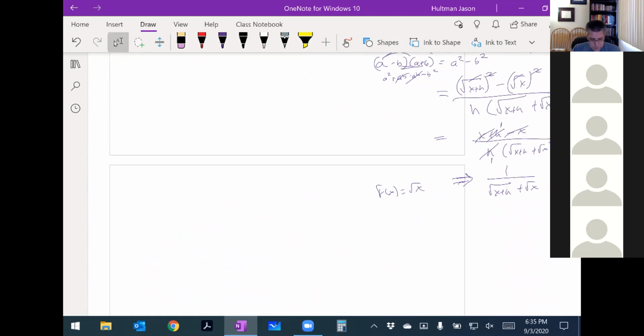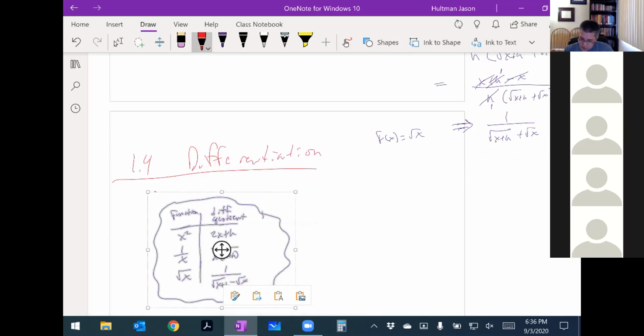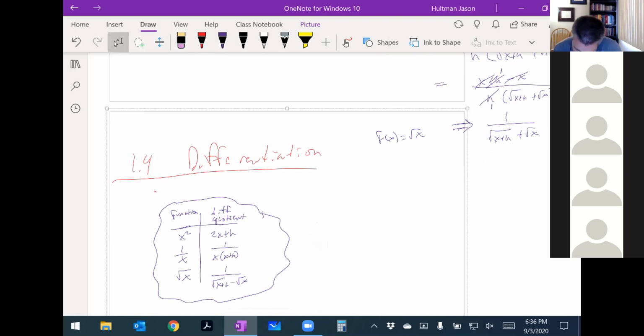Here. Okay, so let's look at 1.4 and let's look at what is called differentiation. 1.4, differentiation. Okay, let's see if I can do like a control V here. Oh, nice, yes, perfect. Sweet, he can be borrowed. Awesome, awesome sauce.